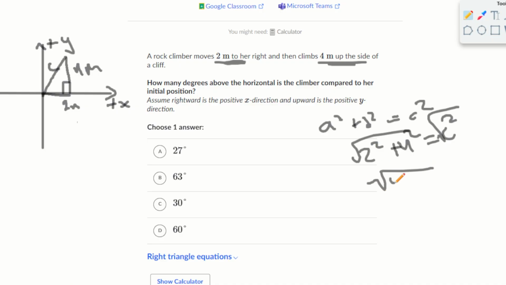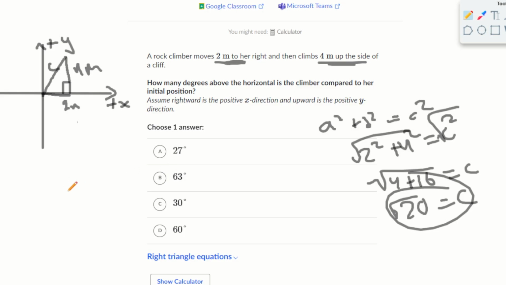The square root of 2 squared is 4, plus 4 squared is 16, equals c squared, and the square root of 4 plus 16 is 20, so the square root of 20 equals c. And knowing that c is the square root of 20, we can have our triangle with sides 2, 4, and square root of 20.